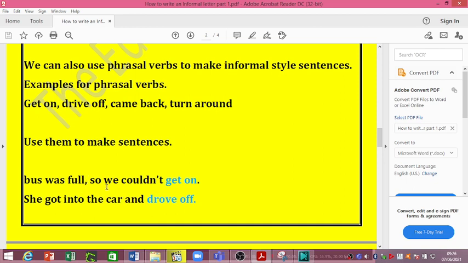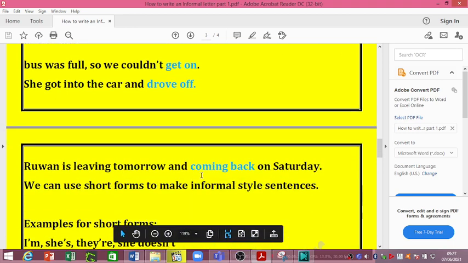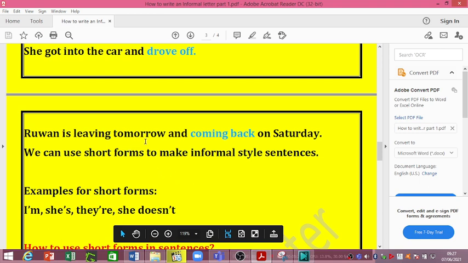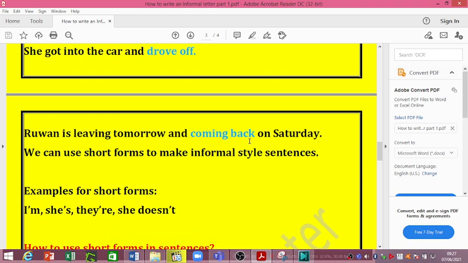The bus was full, so we couldn't get on. Yes, here get on is a phrasal verb. She got into the car and drove off. Drove off is the phrasal verb. Ruan is leaving tomorrow and coming back on Saturday. Coming back is the phrasal verb. In this way, when you add phrasal verbs to your sentences, that style becomes informal.